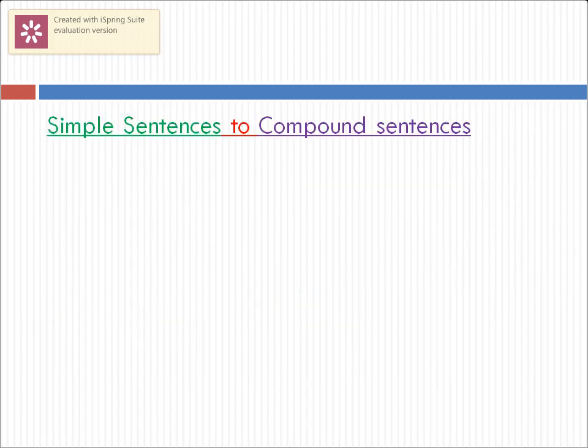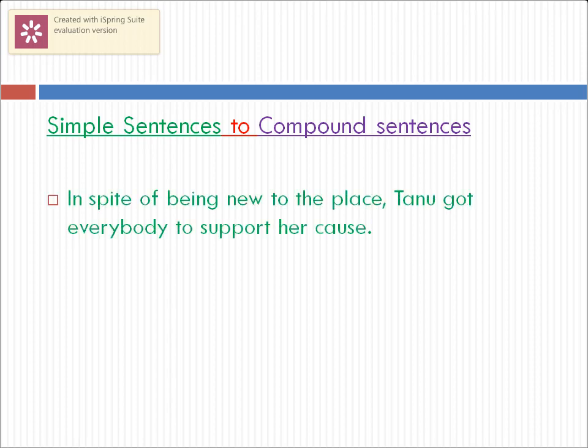Now, simple sentences to compound sentences. If it is a simple sentence, we have to turn a word or a phrase and enlarge it into a clause. In spite of being new to the place, Tanu got everybody to support her cause. Now, Tanu got everybody to support her cause is a main clause, but the first part is just a phrase. We have to transform it into a clause and also add a coordinating conjunction to make it a compound sentence. So, we have to make these two changes.